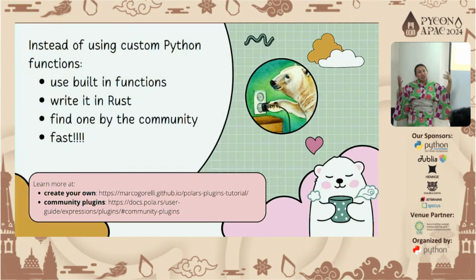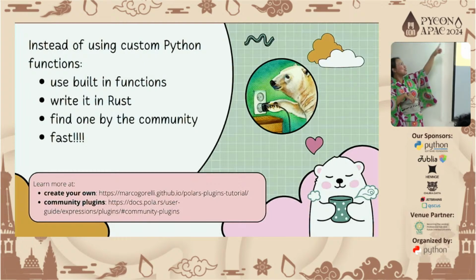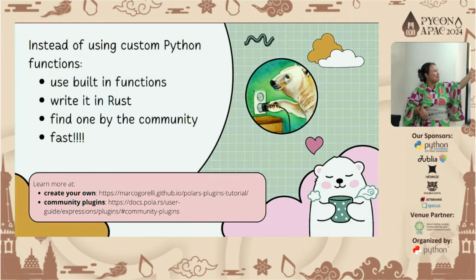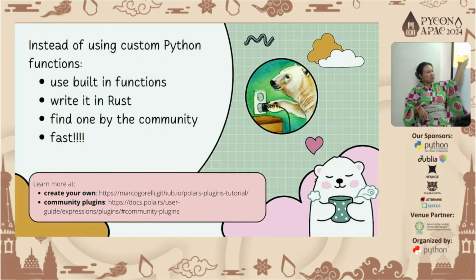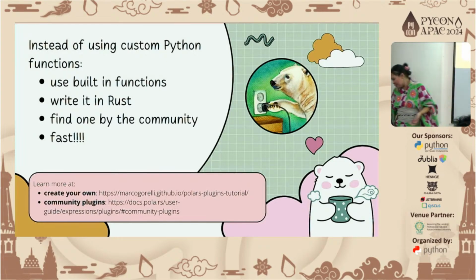So it's way faster. Don't do it in Python. But if you really want to learn how to write in Rust, Marco actually has a very good tutorial. You can also use the link to go there and learn it yourself. So choose your own adventure.